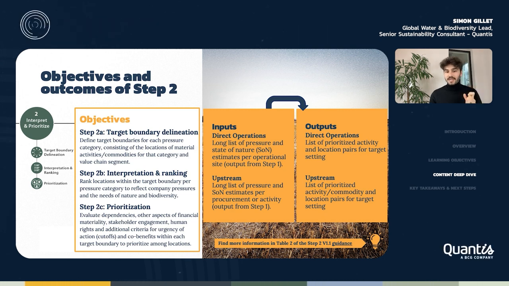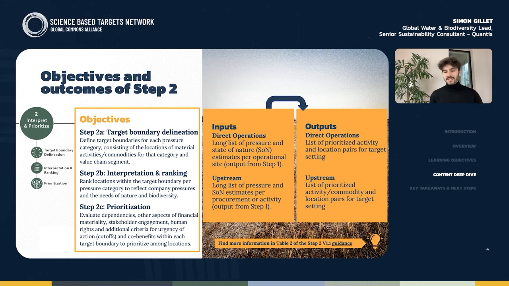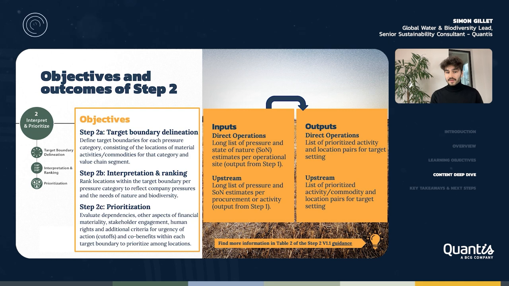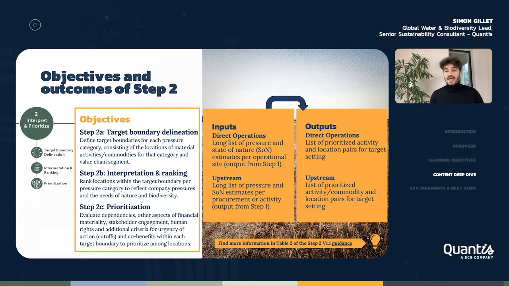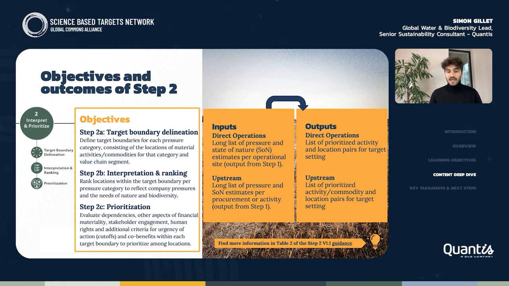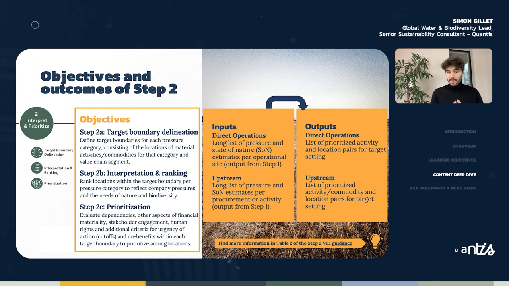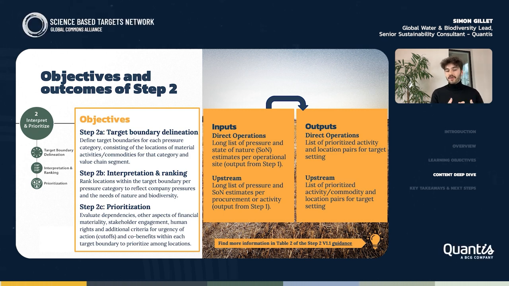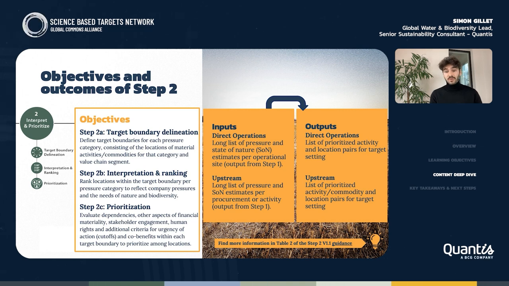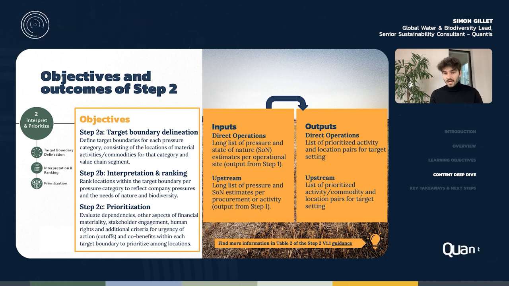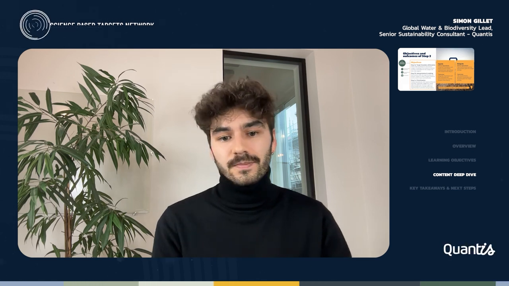Then in step 2B, we will rank locations by making environmental indicators comparable. This involves normalizing data, harmonizing spatial scales, and integrating pressure and state of nature indicators to show where action is most critical. Finally, in step 2C, we will refine the rankings further by evaluating dependencies, financial materiality, stakeholder engagement, and of course, co-benefits. So these steps help you finalize your top priority locations.